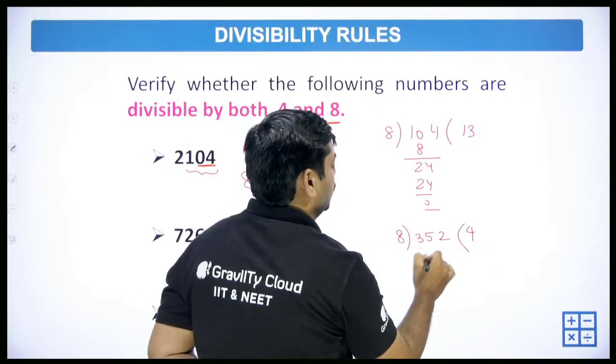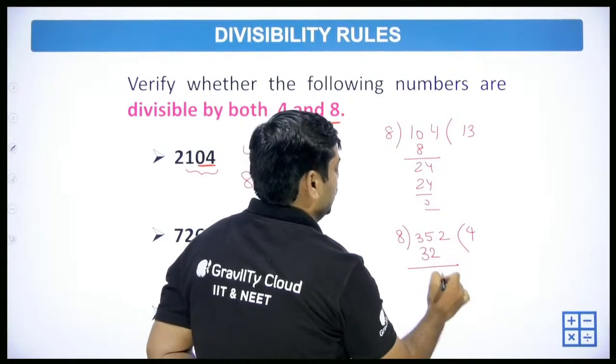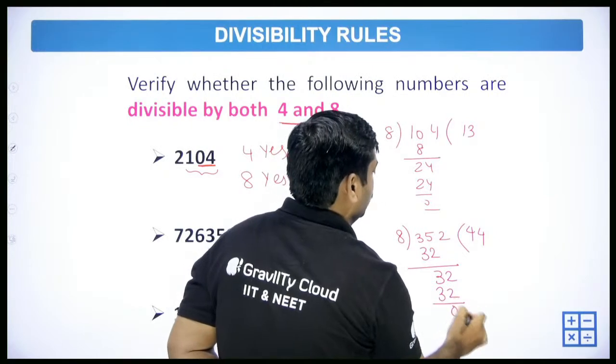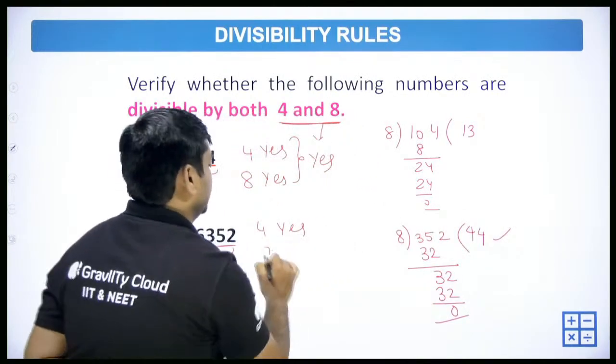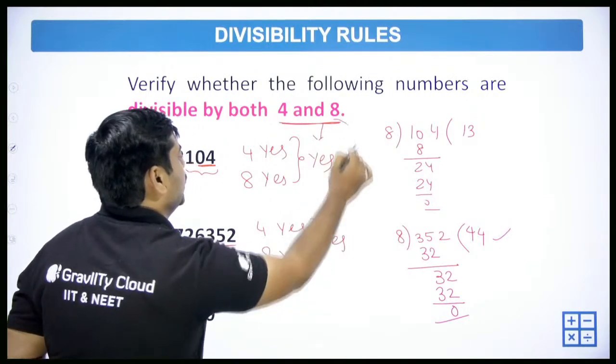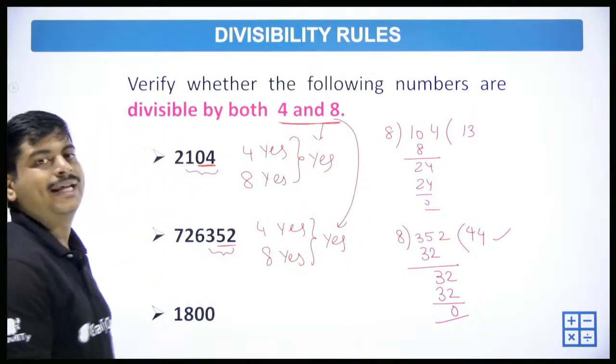8 fours are 32. And this is 3, this is 2. 8 fours are again 32. So yes, it is divisible. With 8 also it is yes. And you can say that it is divisible by both the 4 and 8.